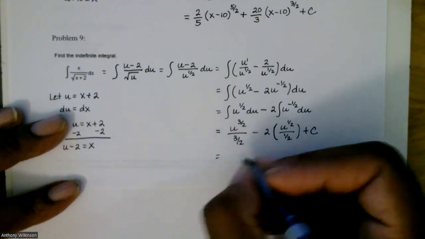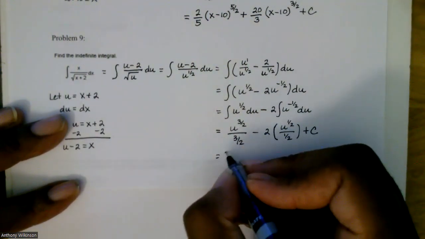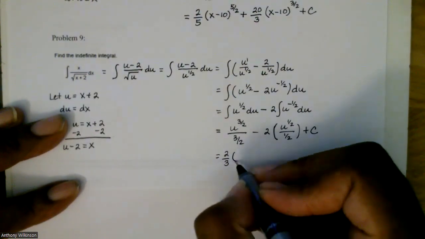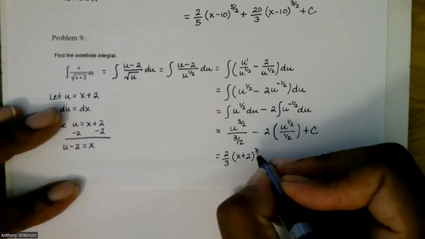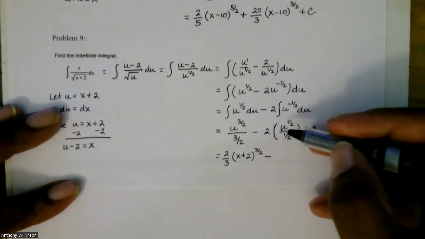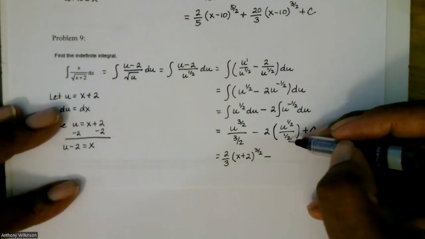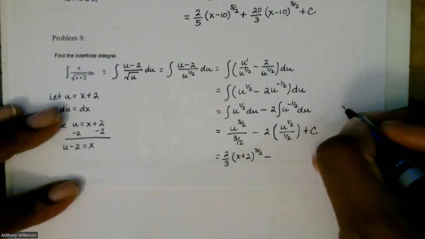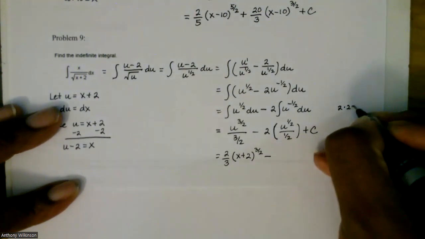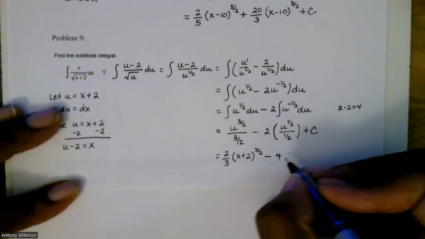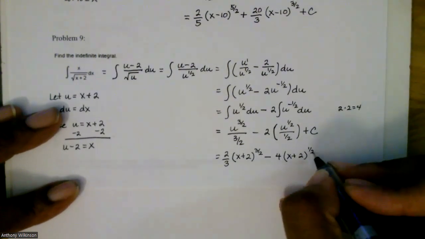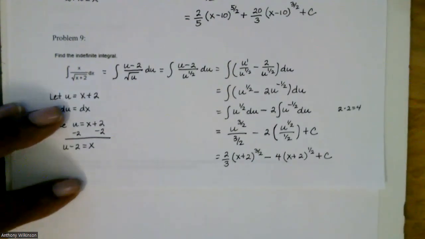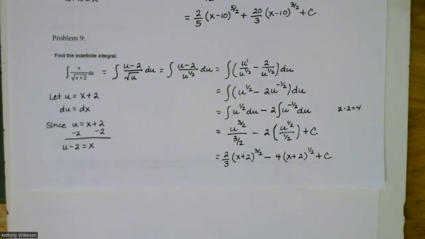All right, now let's simplify this a bit. The reciprocal of 3/2 will be 2/3 times the u, which is x plus 2. So the x plus 2 raised to the 3/2 power minus. The reciprocal of 1/2 will be 2, but we got that 2 in front. So the reciprocal of 1/2 is 2, so 2 times 2 would be 4. So this will be 4 times that u, of course, is x plus 2 raised to the 1/2 plus c. And here I will go no further than that.